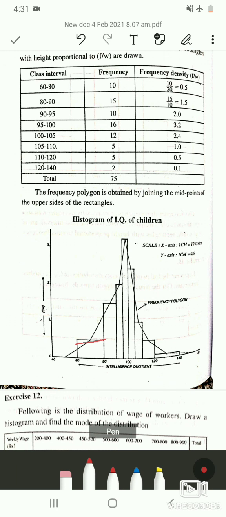Once you plot the histogram, to get the frequency polygon, what we have to do is find the midpoint of each rectangle. Place a scale and mark a midpoint for each rectangle, which is somewhere here. For this rectangle, the midpoint is over here. Similarly, make a dot for each midpoint of a rectangle. To get the frequency polygon, join these midpoints with straight lines using a scale.